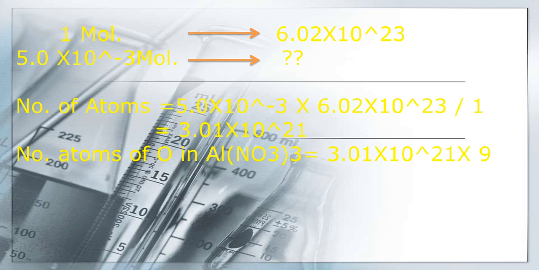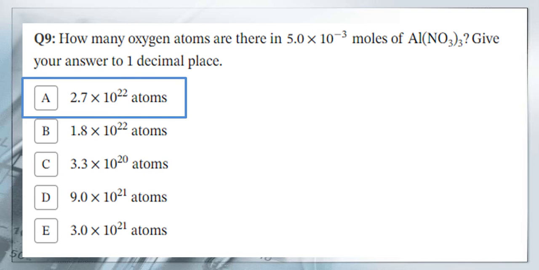Now the number of oxygen atoms is what we wanted to get at the end. We have 3.01 times 10 power 21 times the number of oxygen atoms inside our compound. We have 3 times 3, so we have 9 oxygen atoms. The result will be 2.7 times 10 power 22 atoms. We calculated the number of oxygen atoms inside this compound. So the answer to our question number 9 is 2.7 times 10 power 22 atoms.